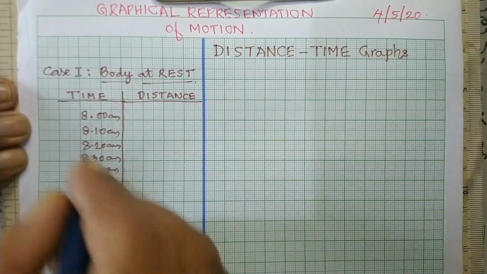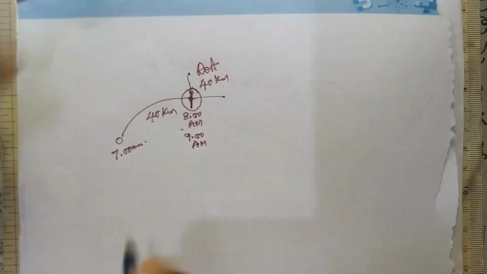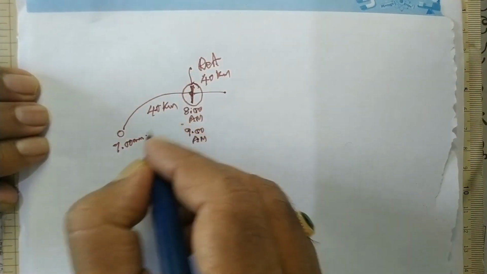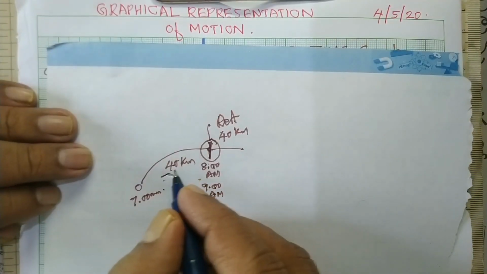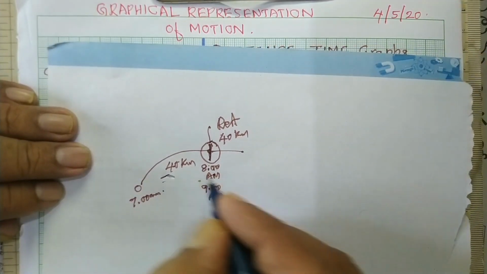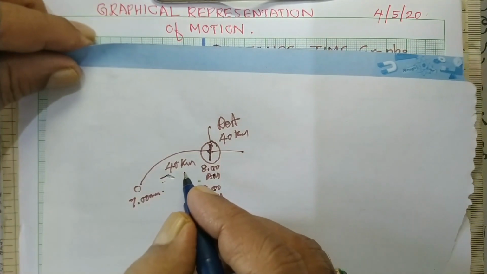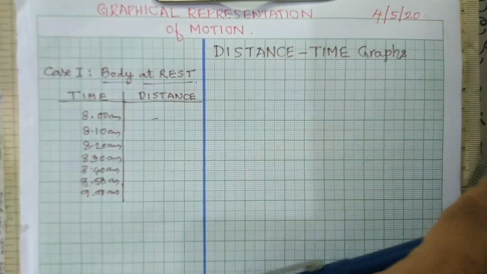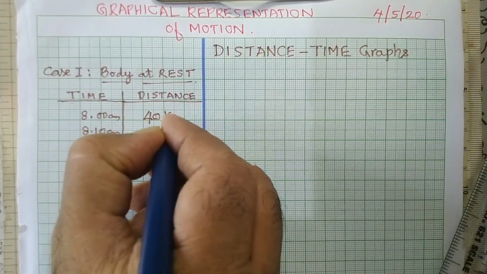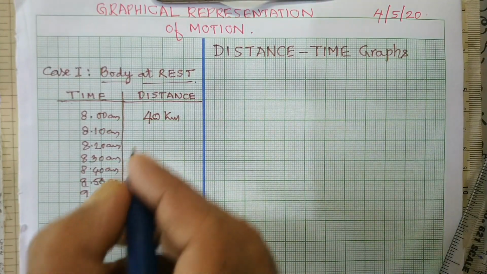What happened here, as I showed in this example, you see at 8 a.m. it is at a distance of 40 kilometer from the origin. At 8:10 also 40 kilometer only. Like that up to 9 a.m. it is 40 kilometer. So in the table, what we are going to write here first is 40 kilometer, not 0 kilometer, remember, because at 8 a.m. also it was at 40 kilometer from the origin.